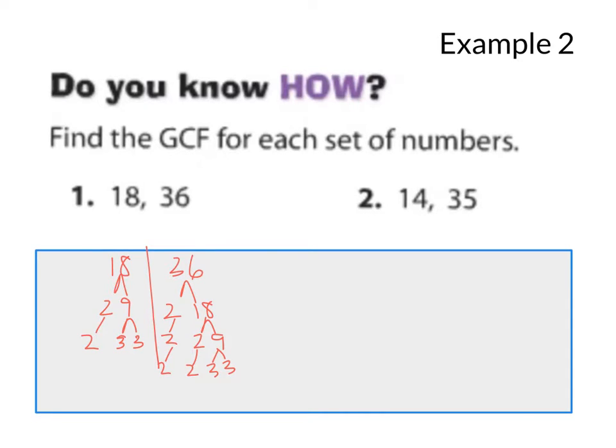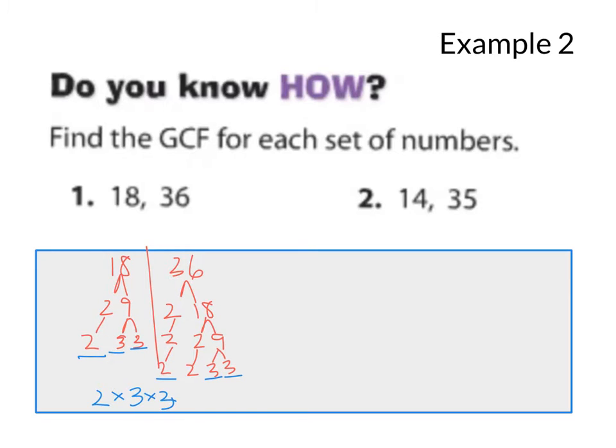Alright, so for this one, I made a factor tree for 18 and 36. I'm going to underline the specific ones they have in common. They have this, and they have this. I underline them. I want to make sure that I counted it, so I'm going to write 2 down here. Alright, I see there's a 3, and there's a 3 times 3. And then I see another 3 and another 3 times 3.